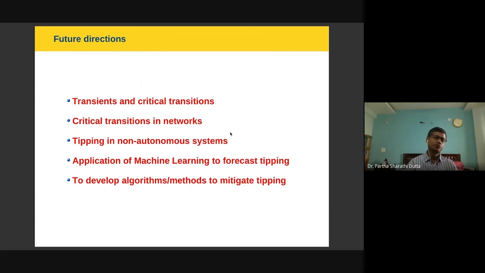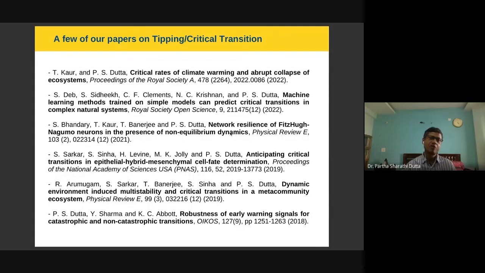I would also like to talk about future directions in this critical transitions research. A lot needs to be done when we consider transients. A lot can still be done in studying critical transitions in complex networks and tipping in non-autonomous systems like this. Non-autonomous systems are still very new, but the challenge is to figure out a parameter to which one has to give a rate and which is not a bifurcation parameter. Then one can also apply the idea of machine learning to forecast tipping. And finally, a large body of literature talks about forecasting the onset of critical transitions. We need to develop algorithms or methods to mitigate tipping. These are a few papers from my group that highlight some aspects of critical transitions.